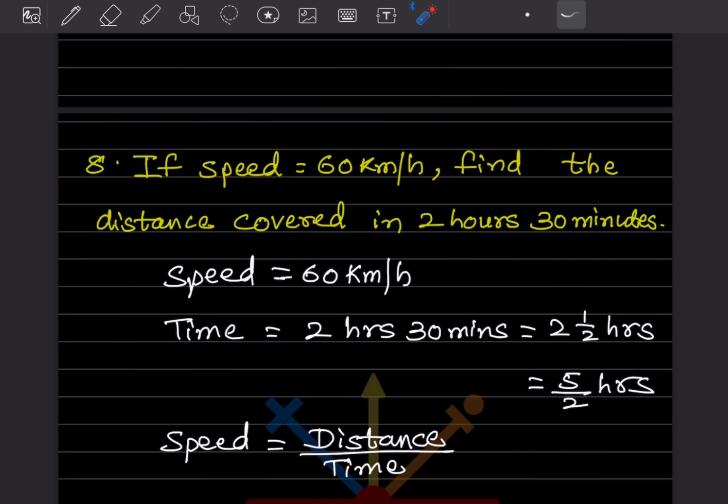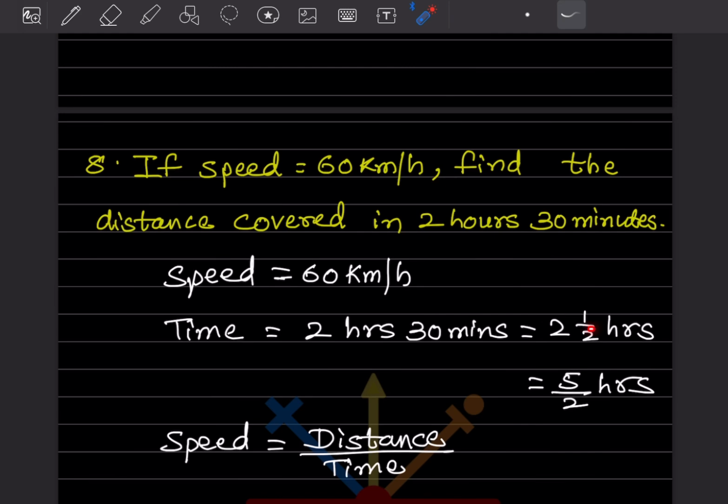Now, if speed is 60 km per hour, find the distance covered in 2 hours and 30 minutes. Speed is given as 60 km per hour. Time, 2 hours and 30 minutes, is given here. 30 minutes is half an hour, so we can directly write 2.5 hours.